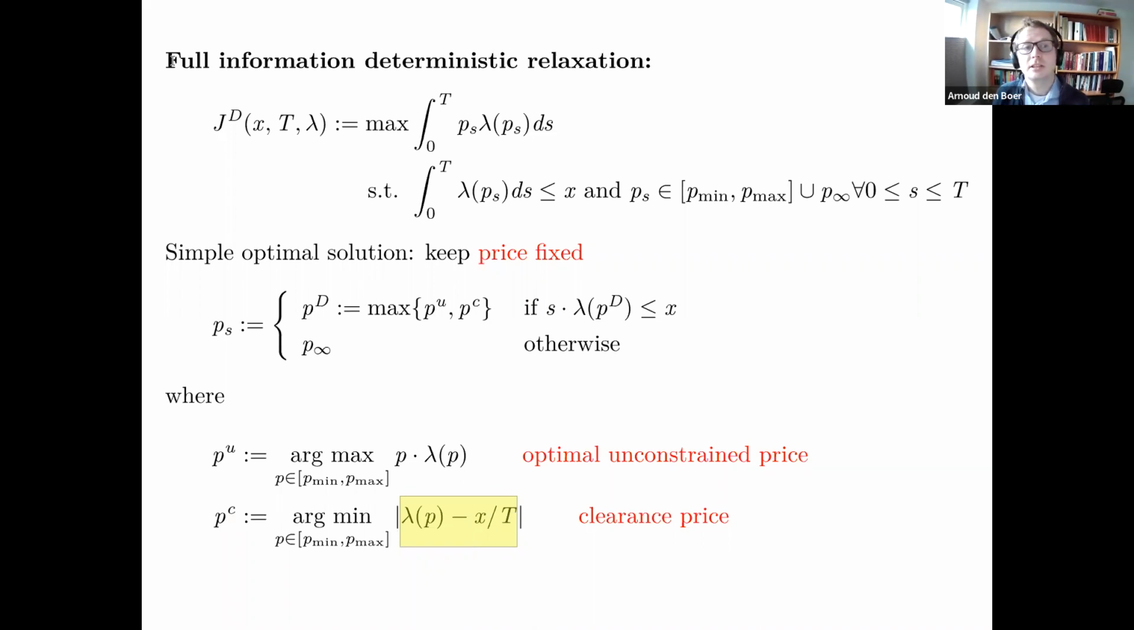Equivalently, I want this to be as small as possible. Now, if I know lambda, then it's complicated, but I have a good approximation: just a fixed price, whatever my state of inventory is.